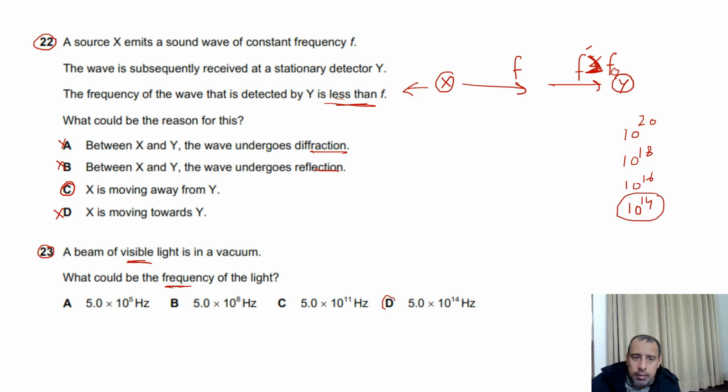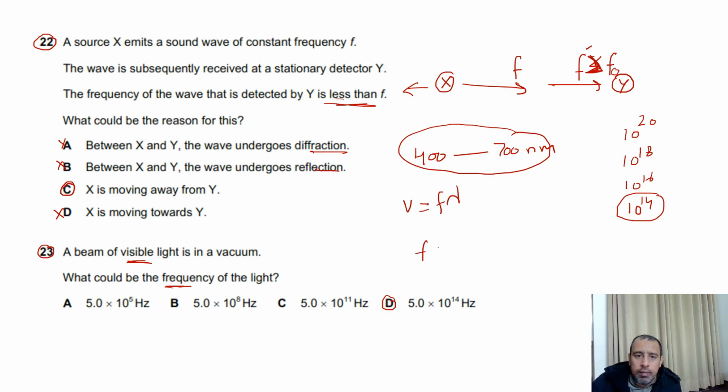This is the correct answer, but you can find it by the formula. You know that visible light is from 400 to 700 nanometers. So you can choose any value between 400 and 700 and substitute it into V is equal to F lambda, then F is equal to V by lambda, where V is the speed of light, 3 times 10^8, and this is the wavelength. So by calculation you can get the same answer.